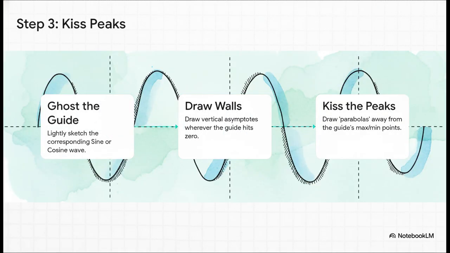And now for step 3, the best part. Kiss the peaks. This is where it all comes together. You go to every maximum point, every high point on your guide graph, and you draw a little U shape that just barely kisses that peak and then flies up towards those walls you drew. Then you do the opposite for the minimums, the valleys. You draw an upside-down U that kisses the bottom and shoots down. And that, right there, is why we call them kissing parabolas.